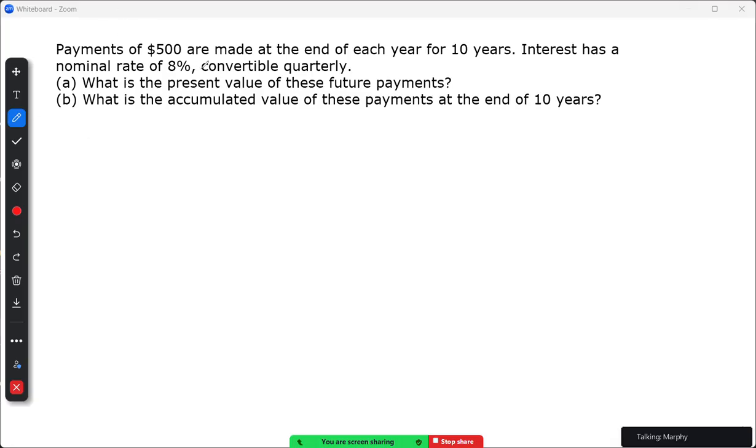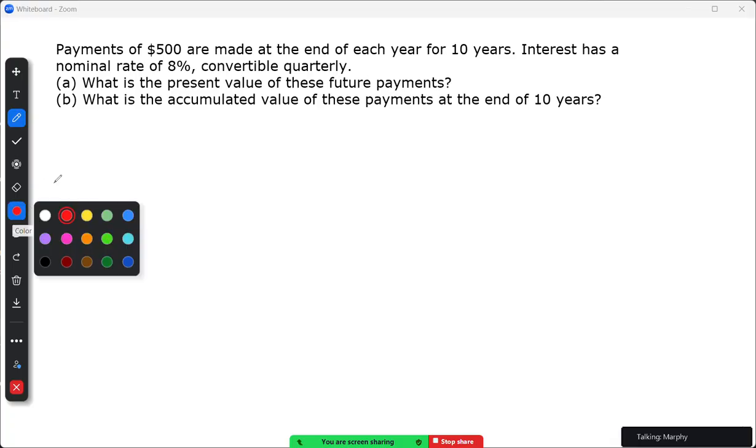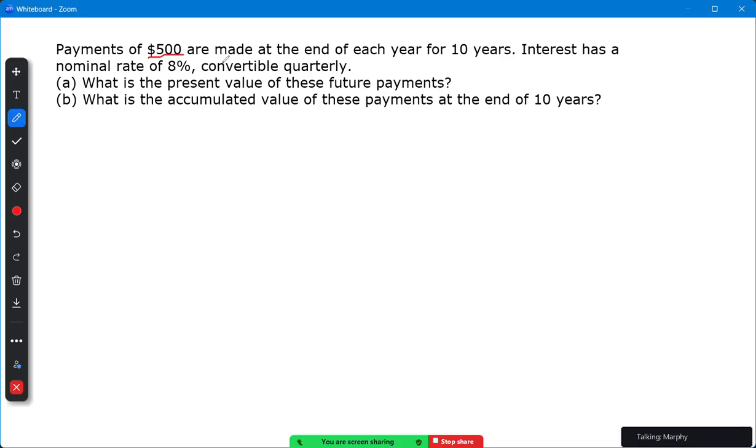And in this video, I'm going to be solving this question. Here we have payments of 500 US dollars made at the end of each year for 10 years. Interest has a nominal rate of 8% convertible quarterly. So when you look at this question, you are going to see that payments of $500 are made at the end of each year for 10 years. So that simply tells you that that is an annuity immediate. Now, interest has a nominal rate of 8% convertible quarterly.